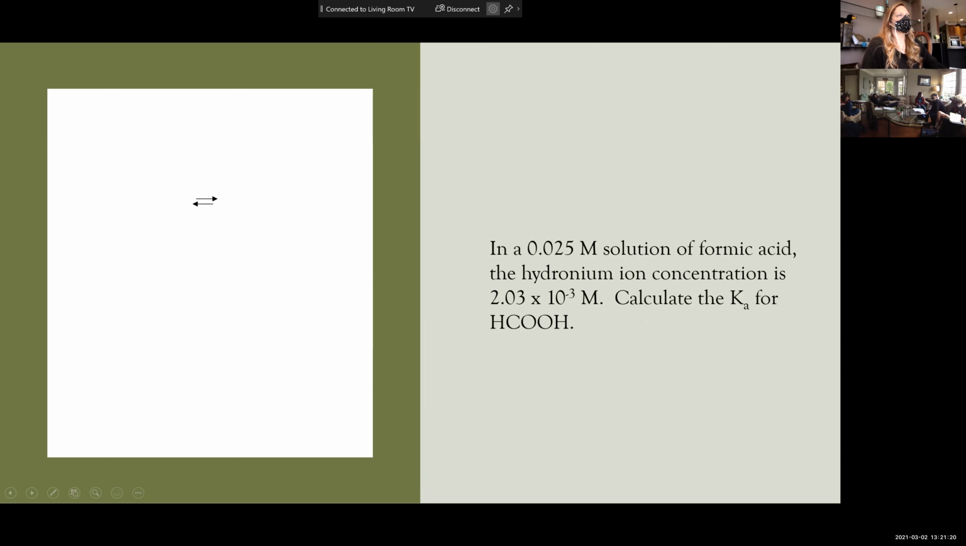I think we have the answer for the last one, not the first. Okay, what do you have? Ka equals 0.000812. All right, I can't remember the number. So let's look. This was the answer: 1.6 times 10 to the negative 4. So how did we get it?